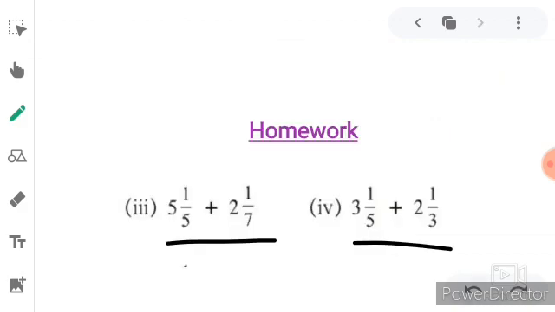So our answer is 4 whole number 3 upon 4. These two examples are your homework. So solve the homework in your notebook. Okay.